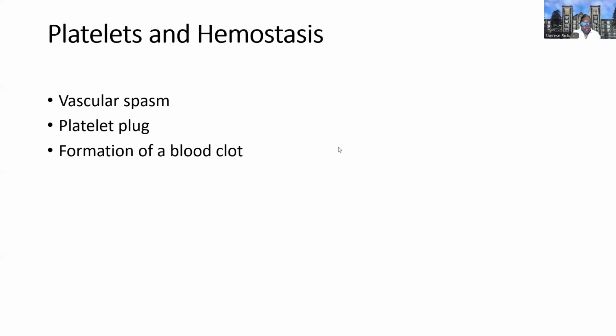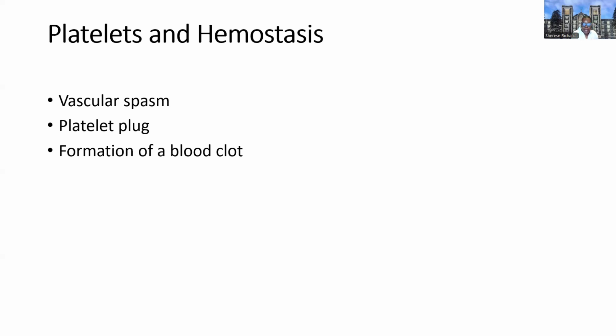All right. So there are basically three components to hemostasis, starting with vascular spasm. And vascular spasm is the vasoconstriction of vessels after they've been injured. After there's injury to the endothelium, there's exposure of the endothelium. Now we're going to trigger vasoconstriction in order to decrease the amount of blood loss at that site.